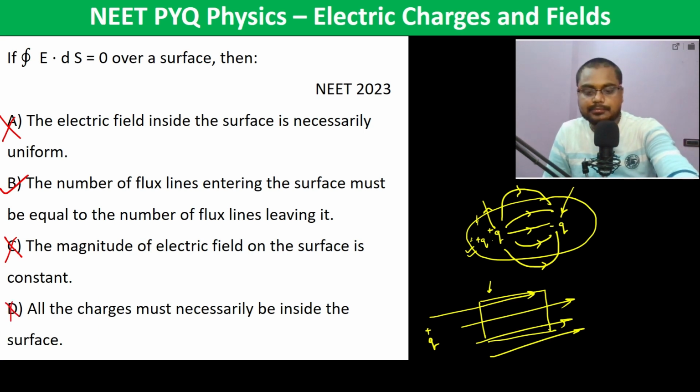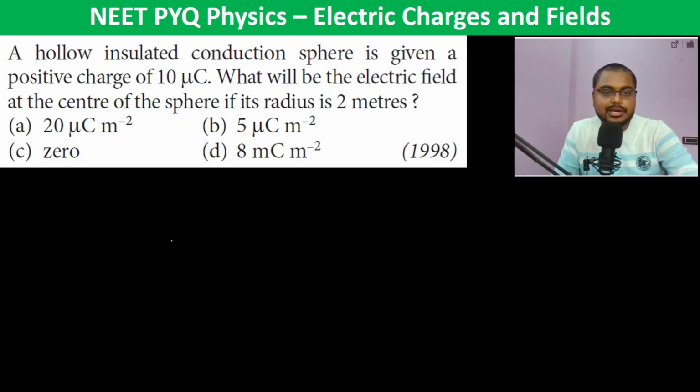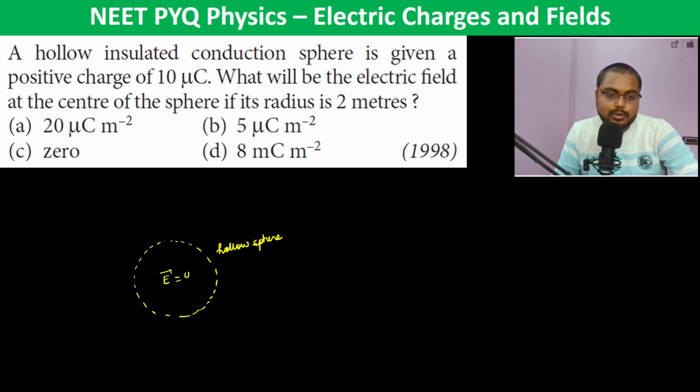Thank you. A hollow insulated conducting sphere, so this is a conducting sphere and it is insulated, and it is a hollow sphere. What will be the electric field at the center of the sphere whose radius is 2 meters? Irrespective of the radius, the electric field inside the hollow sphere is going to be 0 always.